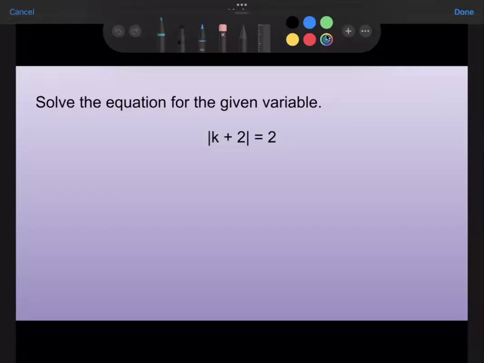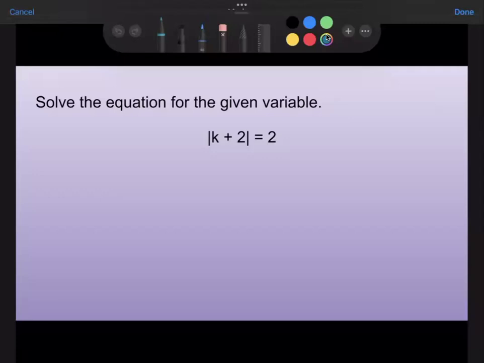Okay, here's our next example. We're going to take the absolute value of k plus 2 equals 2, and we're going to solve for k. So again, we want to first check before we start solving that the absolute value is isolated. That means it's by itself on one side of the equation. And in this case, it is.